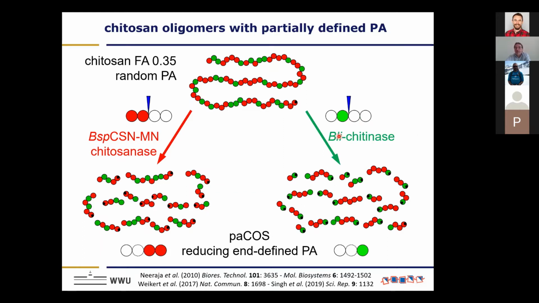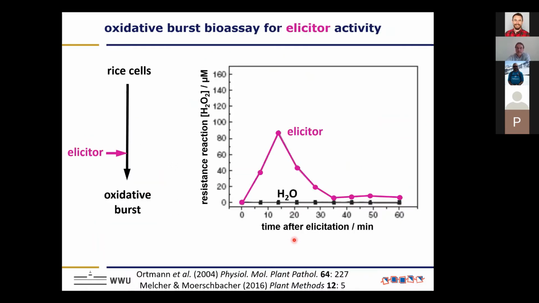On the other side, we use, again, a Bacillus chitinase. This one requires an acetylated unit at the -1 subsite. So we will get a different mixture of products, and they will all have an acetylated unit at their reducing end. So we now have mixtures of partially acetylated chitosan oligosaccharides, which are partially defined in their pattern of acetylation. And now we can use these mixtures to determine their bioactivities. The assay which we use is a simple elicitor activity assay in which we treat suspension cultured cells or also intact plants with a potential elicitor active fraction.